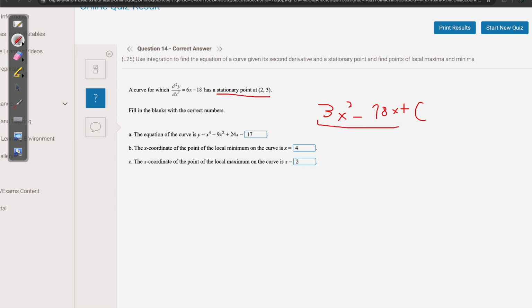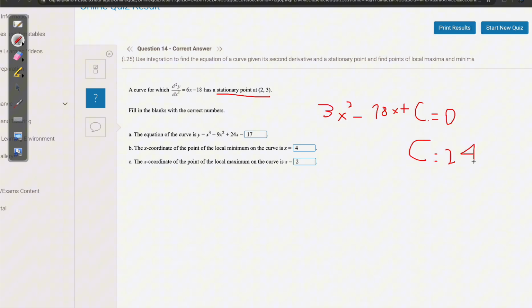But here they gave us a really important detail where it has a stationary point at 2, 3. So this is the first derivative, right? Because the integral is the antiderivative. When it has a stationary point, that means if you substitute the x of the stationary point, it's gonna give you 0. So we're gonna substitute x by 2 in the equation. So 3 times 2 squared minus 18 times 2 plus c is equal to 0. You're gonna get c is equal to 24.